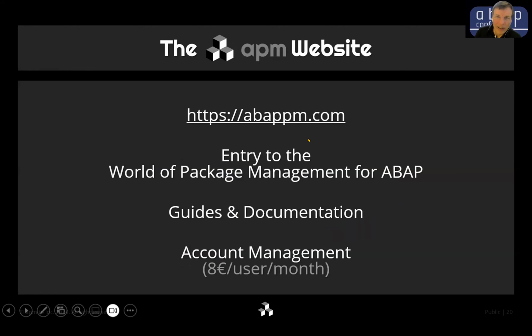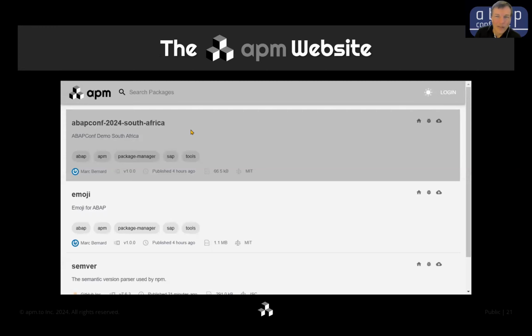The website where you basically enter the whole world is abapPM.com. This is where all the guides and documentation are going to be. And if you've seen my previous announcement, it will not be free. It will be a paid service, because there's stuff that needs to happen behind the scenes. It's not completely free to put up a SaaS solution like this. So we make it a little bit paid, just like NPM is paid, but the APM version will also be a paid service.